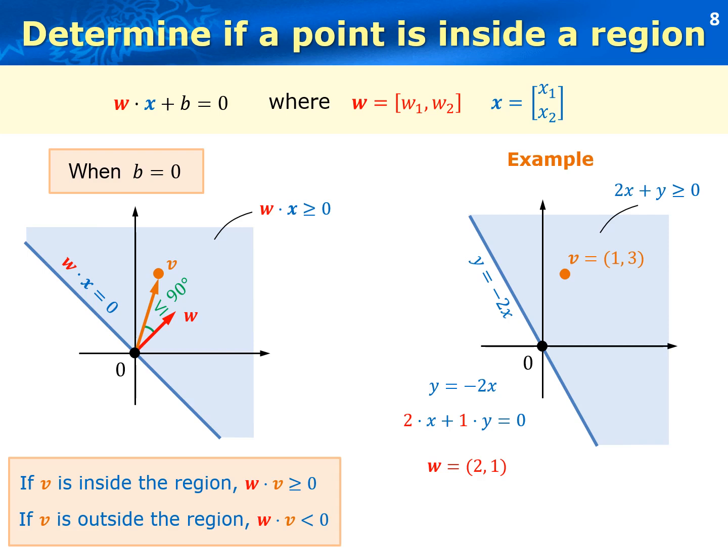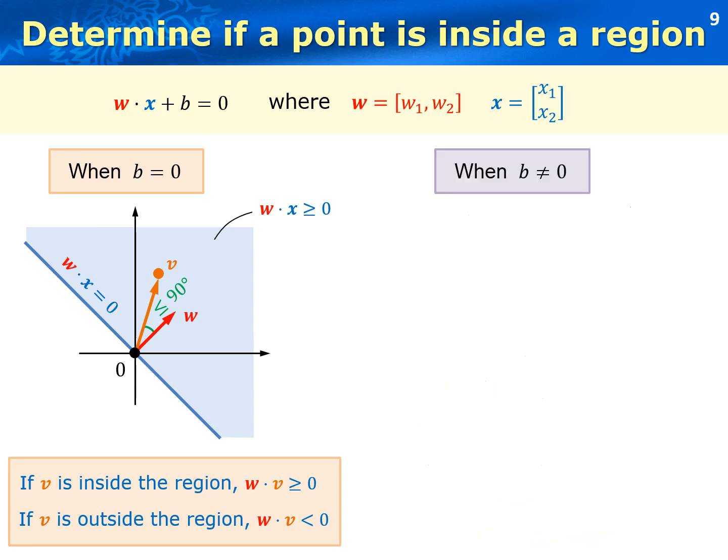Since the given point V is 1, 3, then we calculate their product to see if it is negative or positive. Since the result of this product is 5, which is positive, therefore V is inside the blue region. This is consistent with the fact that the angle between the vector w and v is less than 90 degrees. We next consider the case when b is not 0.